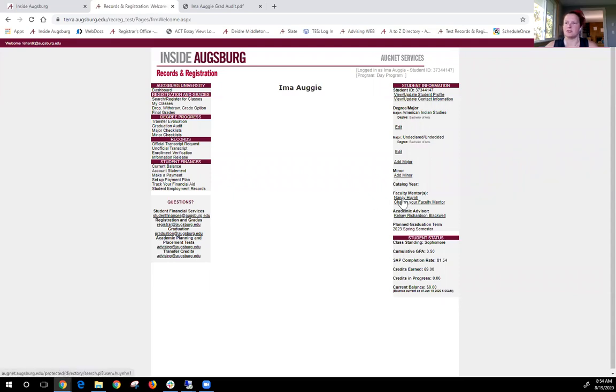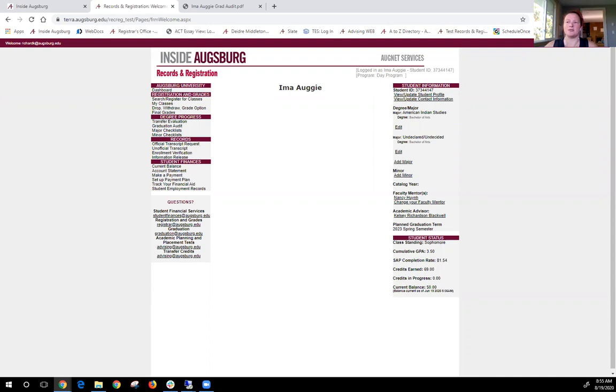Next is faculty mentor. This is probably blank for you right now, but we will assign you a faculty mentor, which is someone that teaches in your major department. Moving forward, you'll be meeting with them to discuss registration, graduation, internships, and jobs. An academic advisor will also be assigned, and they are here if you have any questions related to navigating the university. Underneath your academic advisor, it will say your planned graduation term. You can update this at any time.